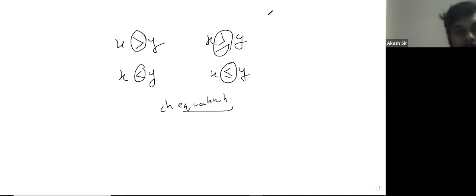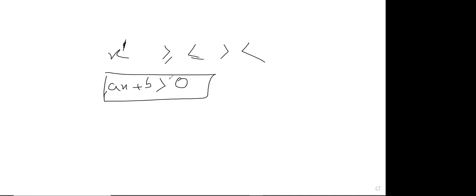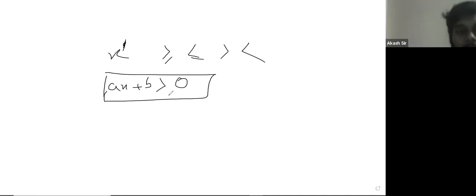So let's first define what is a linear inequation. Any inequation where x is a variable and the highest degree is 1, and it involves any of these signs, something like this. This is called an inequation in one variable. And a linear inequation in two variables means something like this, where there are two variables.